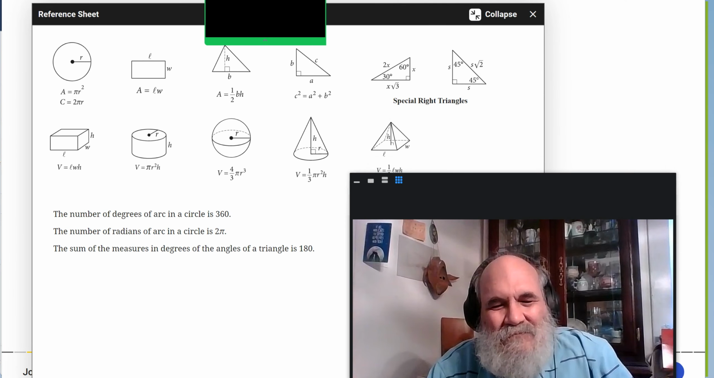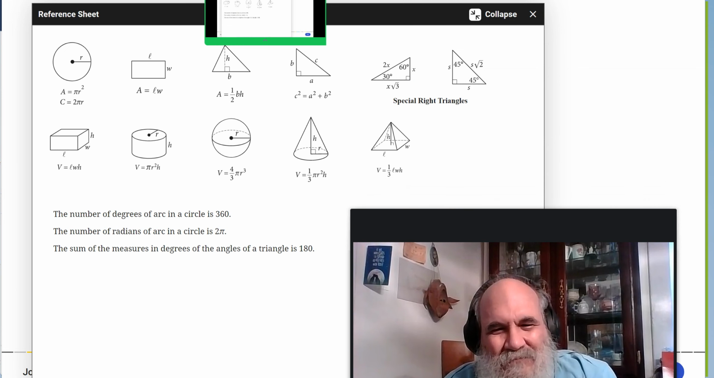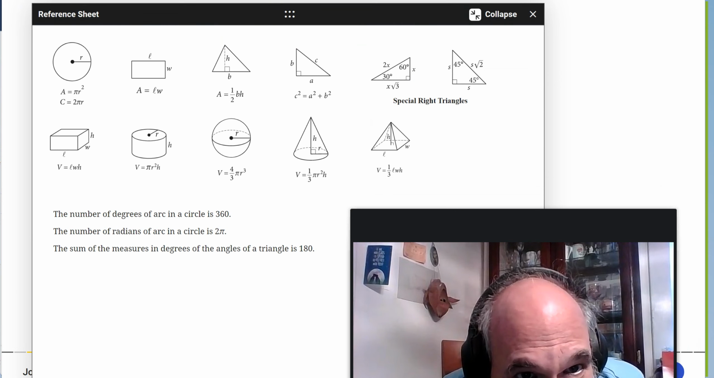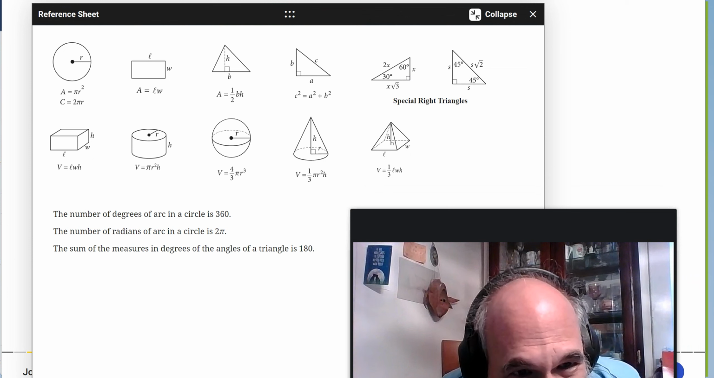There it is. So as you can see, you don't get a whole lot. You get the area of a triangle. You get the 30, 60, 90 right triangle relationships. The special right triangle, the 45, 45, 90. You get the volume of those different shapes, but you don't get the volume of a triangular prism. In fact, you don't get the volume of any prism, base area times its height.